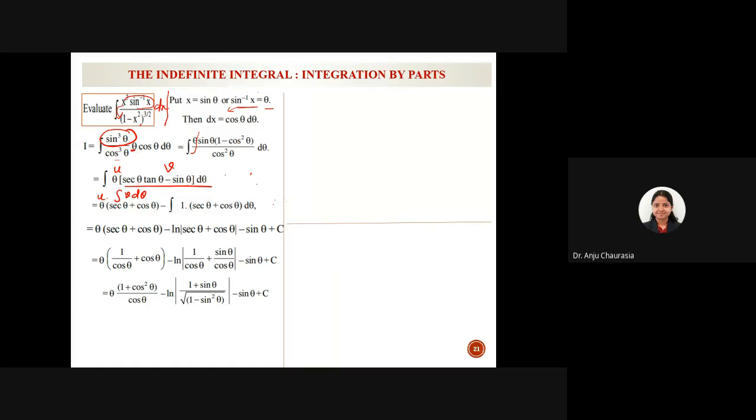So its integration is sec theta, the direct formula is there. And integration of this is this. And minus, you have to do differentiation of u. So theta's differentiation is 1, du by d theta, right? And integration of this term, that is this sec theta. So now this is a long value.